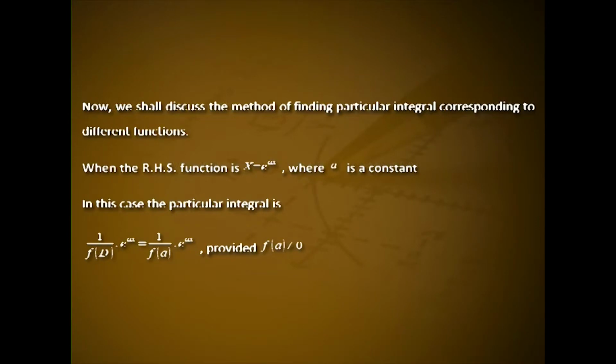Now, we shall discuss the method of finding particular integral corresponding to different functions. When the right hand side function is X = e^(ax), where a is a constant. In this case, the particular integral is 1/f(D) of e^(ax) equal to 1/f(a) times e^(ax), provided f(a) is not equal to 0. If f(a) is equal to 0, then the particular integral PI is equal to x times 1/f'(a) times e^(ax), provided f'(a) is not equal to 0.